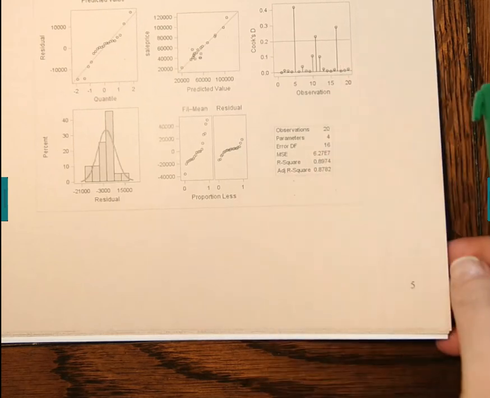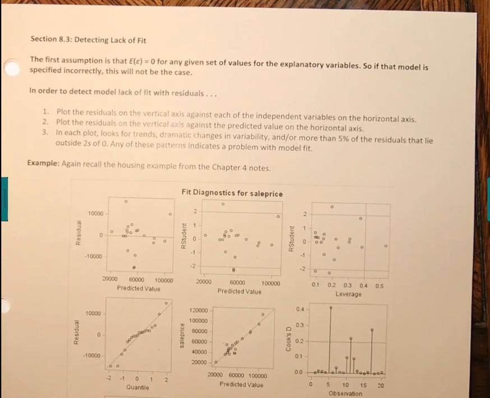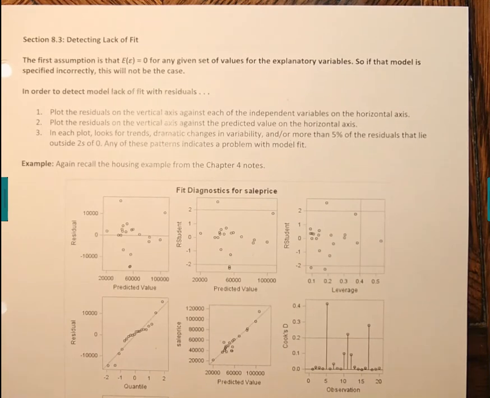So we're going to move on to page 5. So on page 5, we're now going to start talking about detecting lack of fit. So the first assumption is that the expected value of the errors is equal to 0 for any given set of values of the explanatory variables. So if that model is specified incorrectly, this will not be the case.